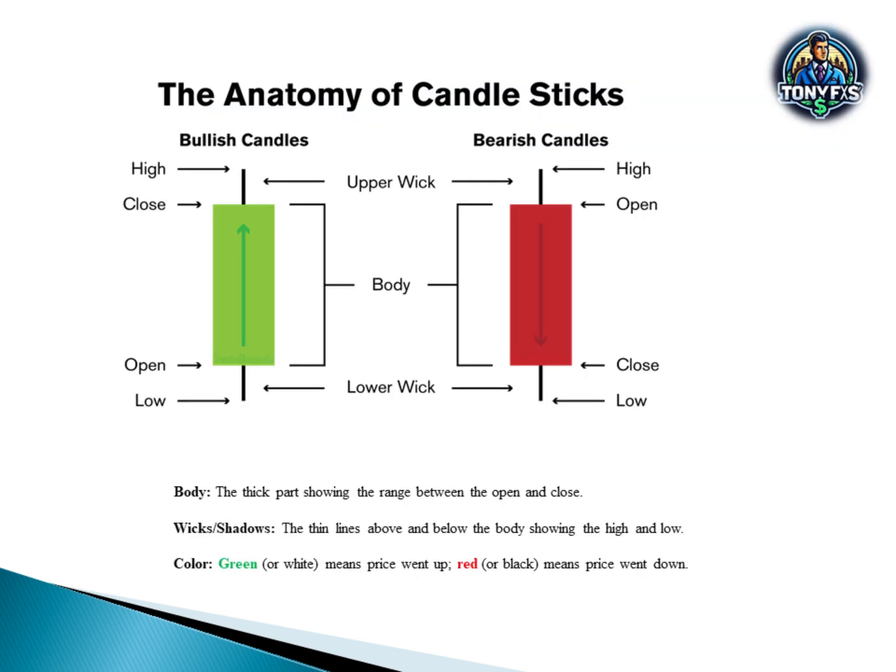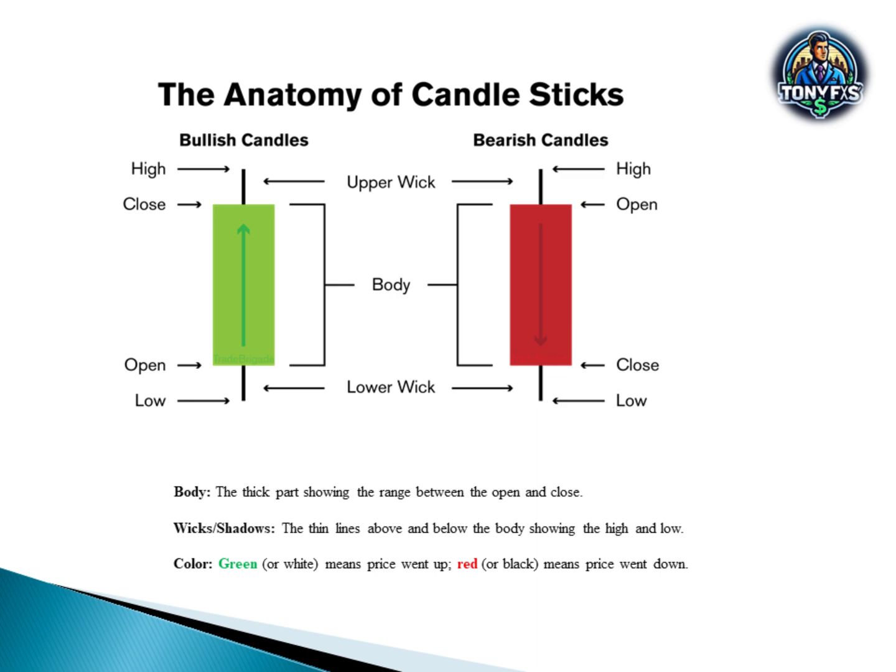Now let's break down the structure of candlesticks. A candle has a body, an upper wick and a lower wick. The body shows the distance between the opening and the closing price, and the wick shows the rejection area where price moved but failed to stay. Here is what traders look for. A large bullish candle means buyers are very strong, and a large bearish candle means sellers are dominating the market.